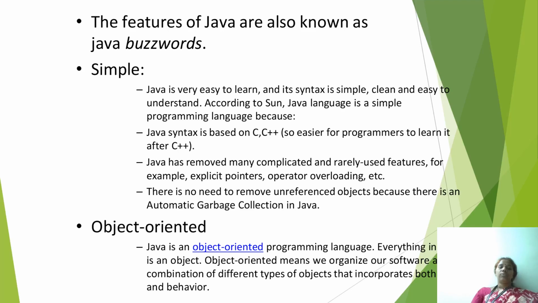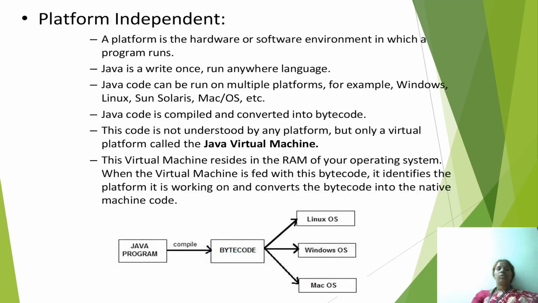Next feature is object oriented. Java is an object oriented programming language. Everything in Java is an object. Object oriented means we organize our software as a combination of different types of objects that incorporate both data and behavior. Next we are going to see the third feature, platform independent. This is a Java feature.